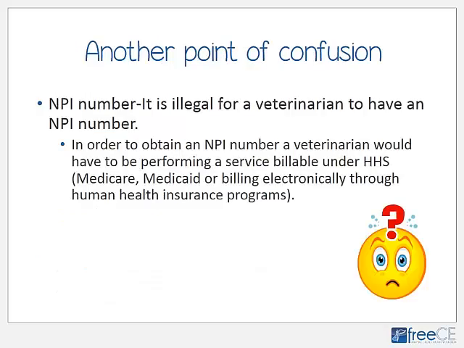Another point of confusion is that pharmacists will ask vets for their DEA or NPI number. Most vets do have DEA numbers, but not all. These veterinarians can still prescribe uncontrolled substances. Vets can also be asked to provide an NPI number. This is actually illegal for a veterinarian to have an NPI number, as this is a number that is issued to people who are performing services that are billable under Medicare, Medicaid, or billing electronically through a human health insurance program. Vets cannot and should never be doing this.